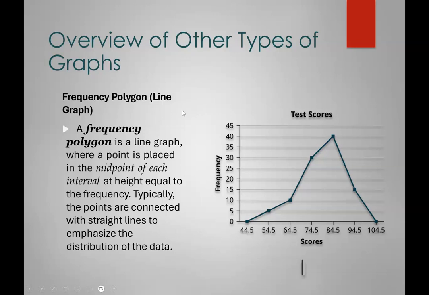The other kinds of graphs we'll see later are line graphs that have the regression analysis, which is with two variables. But for one variable, we don't often use this. We would use the histogram. So basically, this is the same as a histogram with just the midpoints plotted and lines drawn.